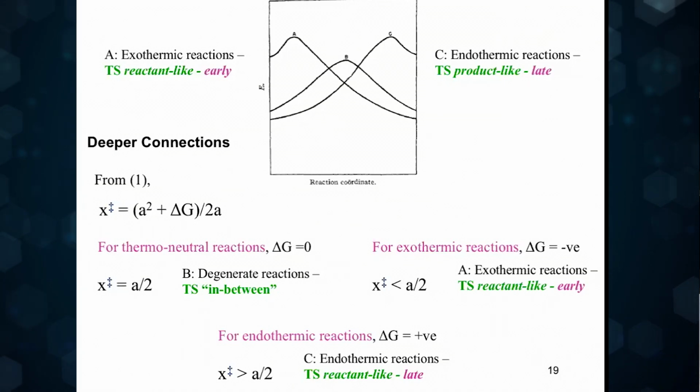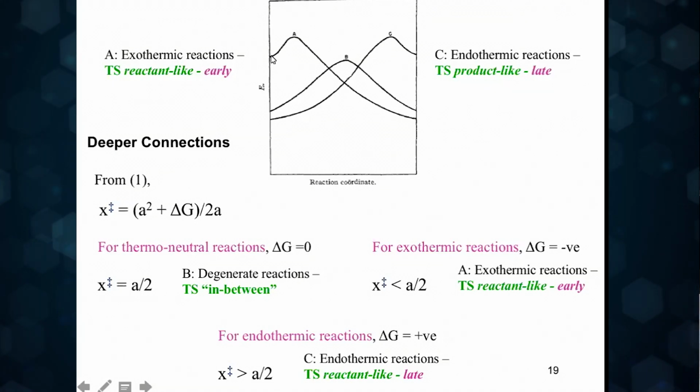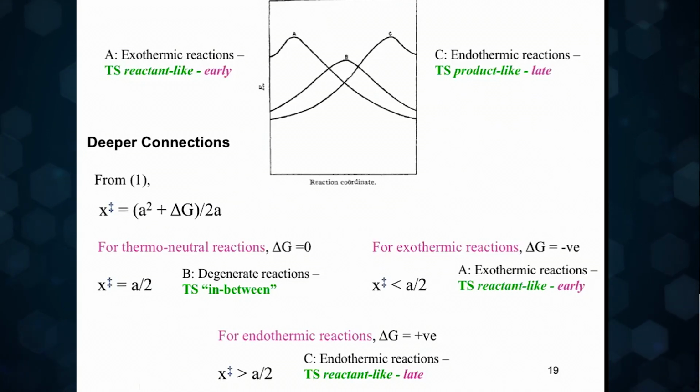Now, why do we spend so much time, and why would people like to invoke the Hammond postulate? Because remember, it is not easy to find the structure of the transition state. Nobody has ever seen the structure of the transition state. You are able to guess, and what you have in your hand are the energies of the reactant and the product. So, based on the relative position of the reactant and the product, if you are able to guess the structure of the transition state, this is something very important. And that is one of the reasons why this very simple paper by Hammond has been one of the classics in the field of physical organic chemistry.